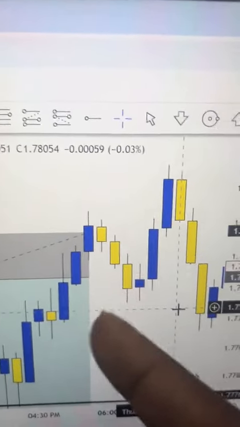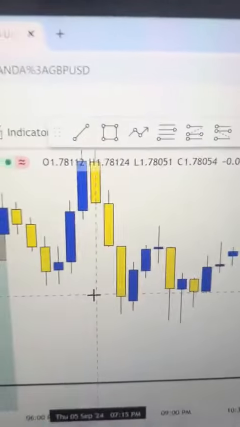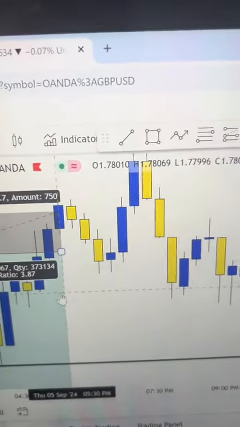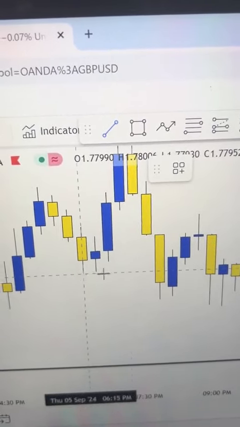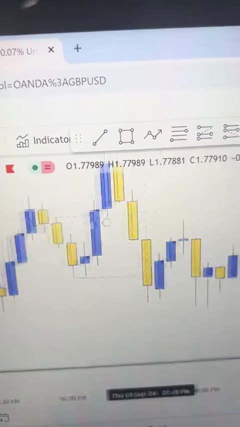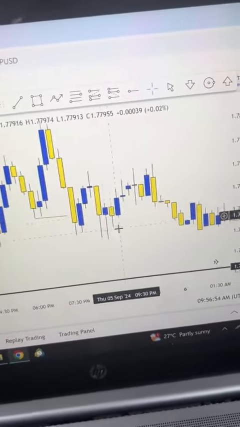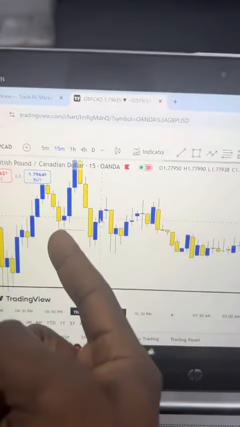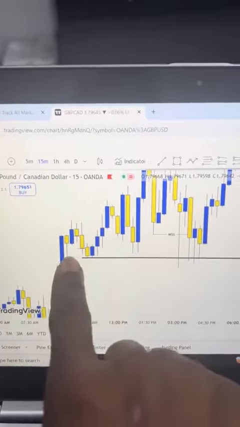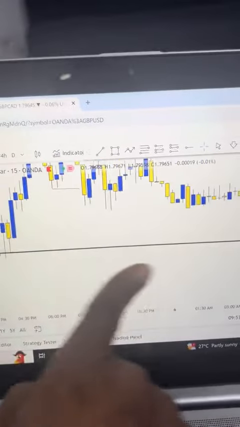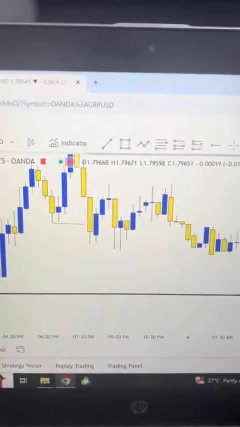Boom! Sweep them out. Now, do we have a valid pullback here? Yes, we did. So, this will now be a valid market structure shift for me. Valid. Why? We have three candles here. We have three. What happened later? After this valid pullback, market sold and broke this swing low here. This one. Market sold. You see the law? This is a valid pullback for me.